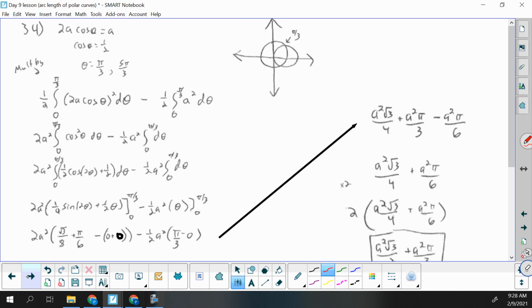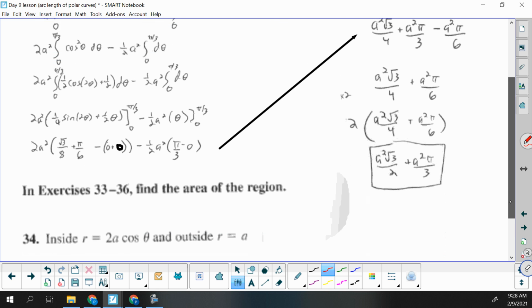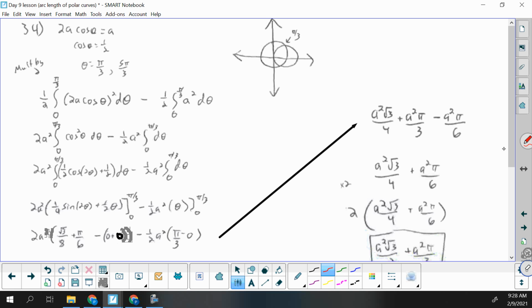For the next one, we want it inside the 2a cos theta and outside r equals a. So r equals a is the one that's centered at the origin. When you set those equal, we get pi over 3 and 5 pi over 3. So the easiest way to do this is to just work with the top half here, and then double it. So for that, we're going from 0 to pi over 3, that first intersection.